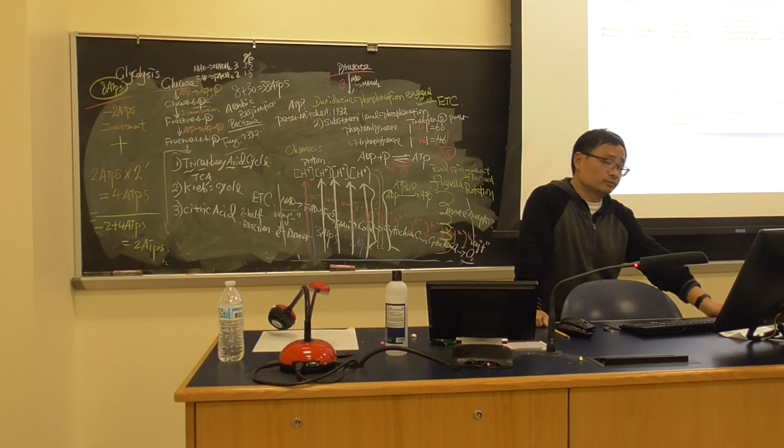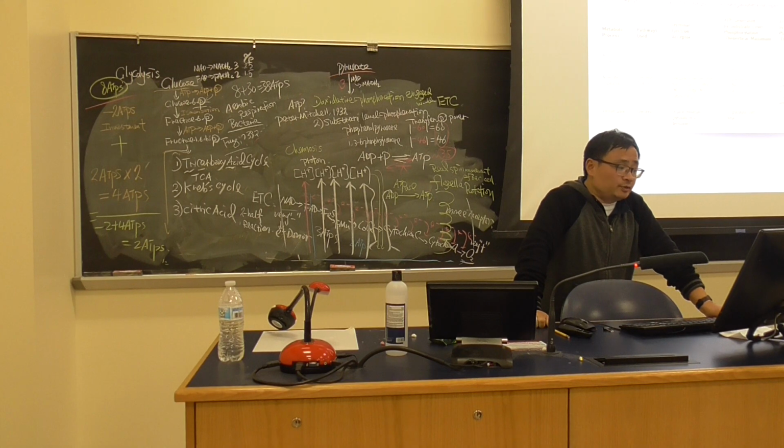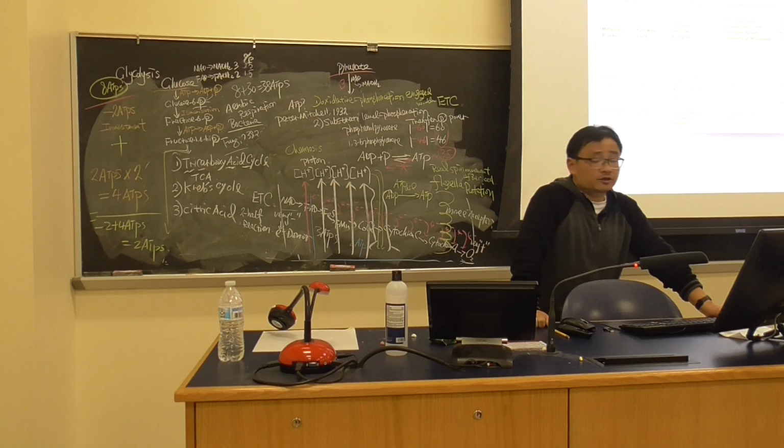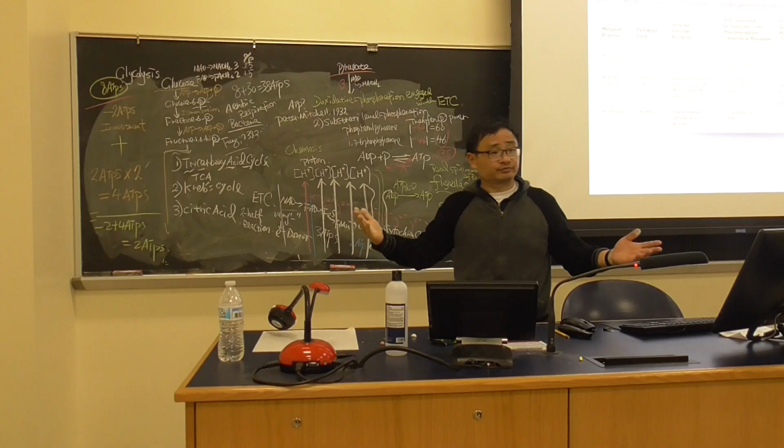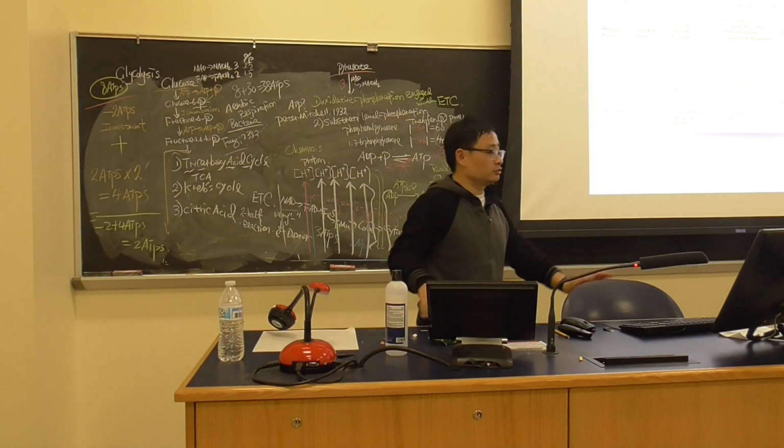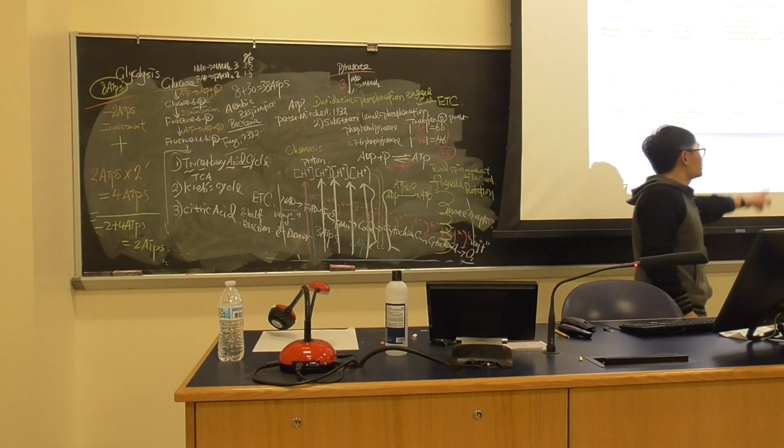Okay, now the question will be, how many ATP is generated through anaerobic respiration? The answer is less than 38. The best answer, and you can see here, is 36 or less.